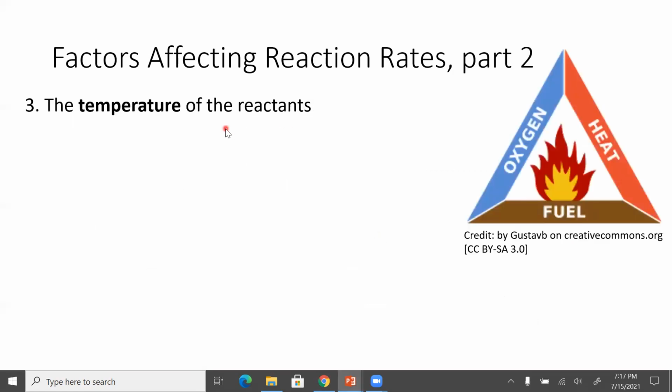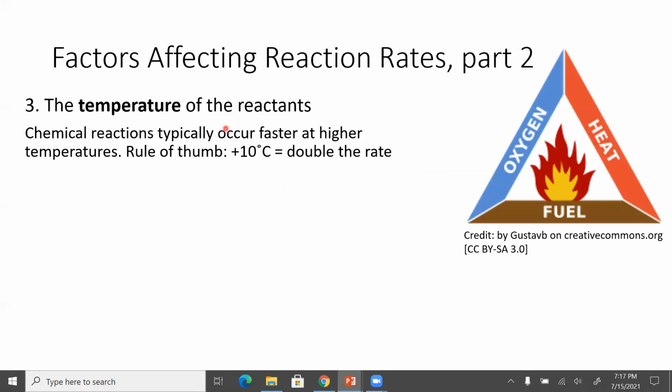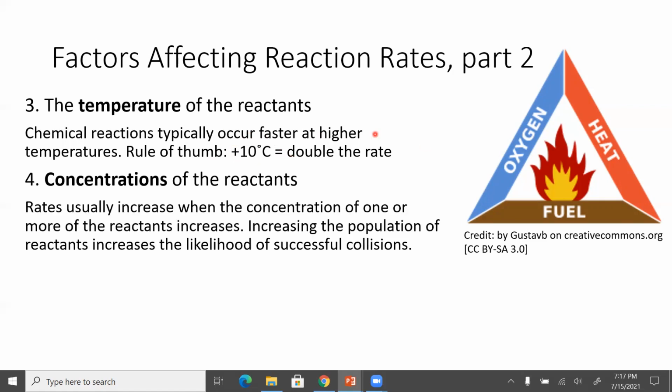Temperature affects the rate of a reaction. Typically, reactions occur faster at higher temperatures. And the general rule is that for every 10-degree increase in temperature, we're going to double the rate of the reaction. Concentration of the reactants.